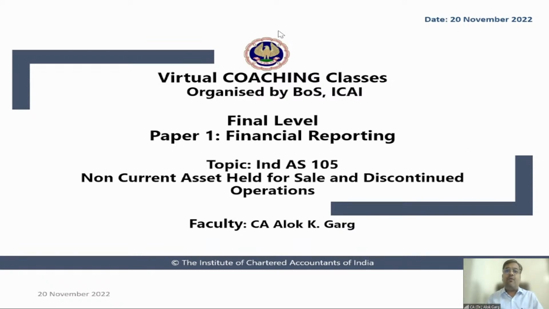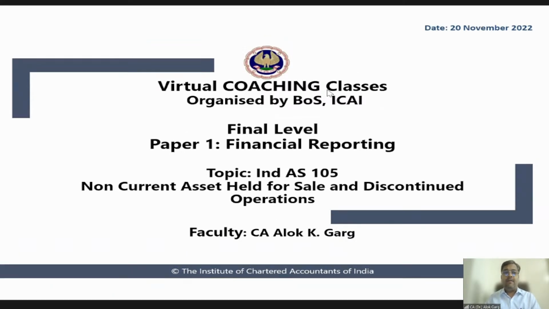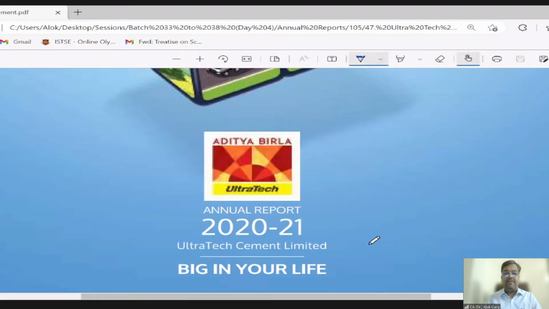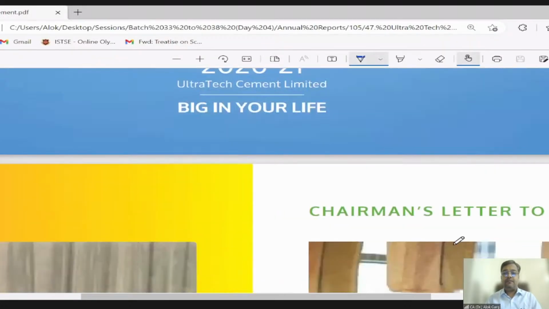Okay. So before starting my session, let me show you the annual report, which will show you the classification of non-current asset held for sale. So let me know if my annual report of Ultratech Cement is visible. I believe the annual report of Ultratech Cement is visible. Is it visible, friends? Okay.